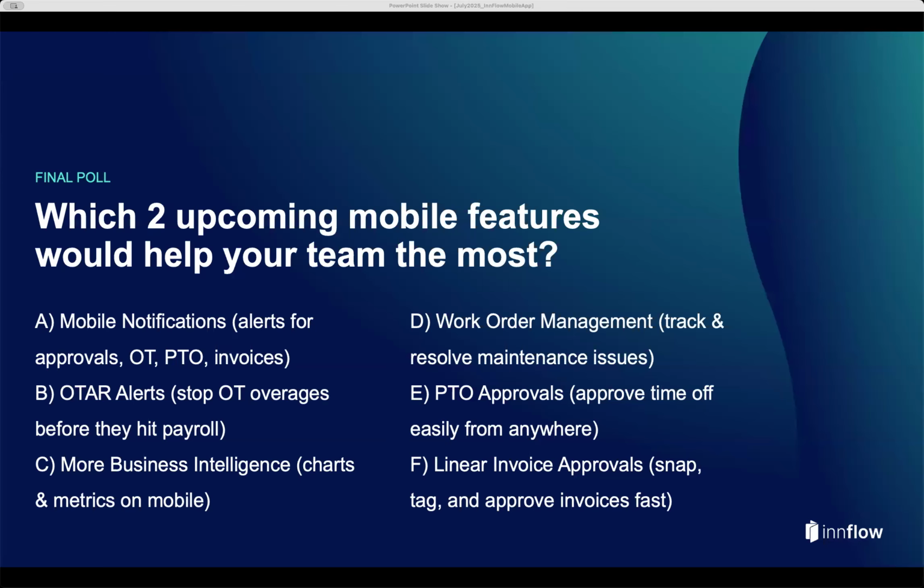Looks like notifications for approvals, overtime at risk, PTO, invoices is up at the top, along with linear invoice approvals and more business intelligence charts. So this is super helpful. I guess that makes sense with some of the other things that you guys have said in some of the other polls. It's consistent. So that tells me that that's the things that we should focus on next. So thank you very much for that information.